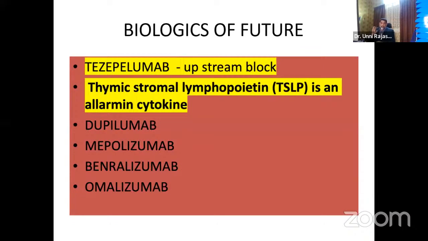Let's go to the biologics of the future. Tezepelumab is the upstream blocker, which acts on thymic stromal lymphopoietin, which is an alarmin cytokine.